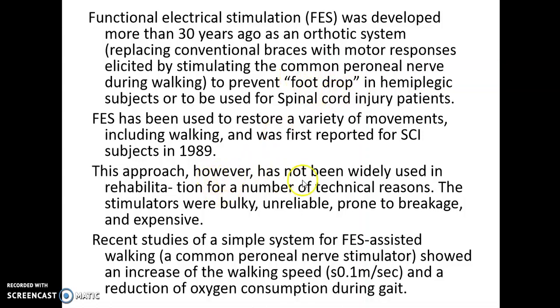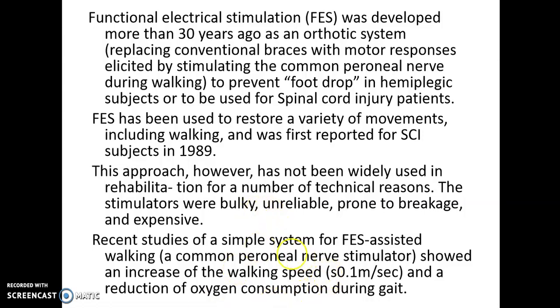So this approach, however, has not been widely used in rehabilitation for a number of technical reasons. The stimulators were bulky, unreliable, prone to breakage, and expensive in those days. Nowadays it has changed. The FES has changed. Much better, bulkier machines are not used. The machines have become very small and very lightweight.